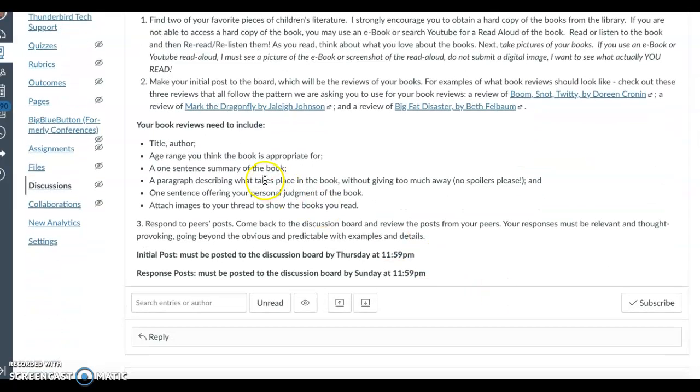In your initial post for the reading commentary, you will include the title and author, the age range that you think the book is appropriate for. And I apologize, I'm going to run out of time, so I'm going to stop here and I will pick up right here in part 2.